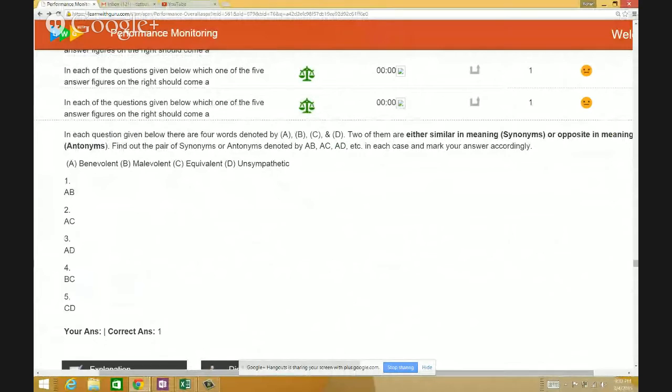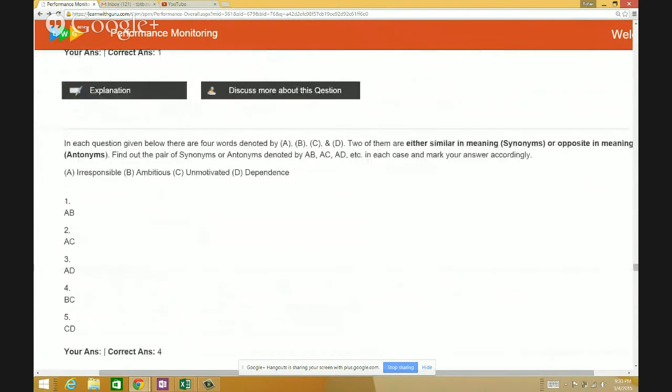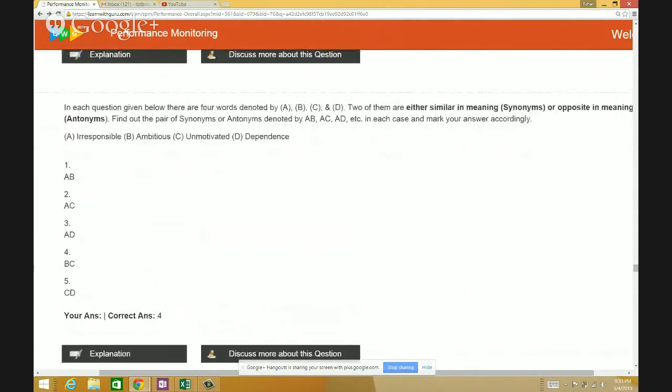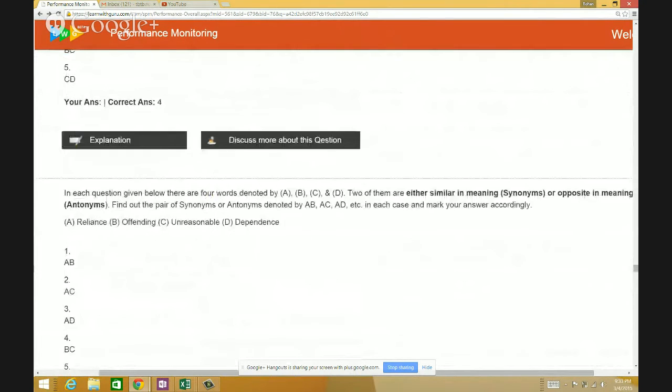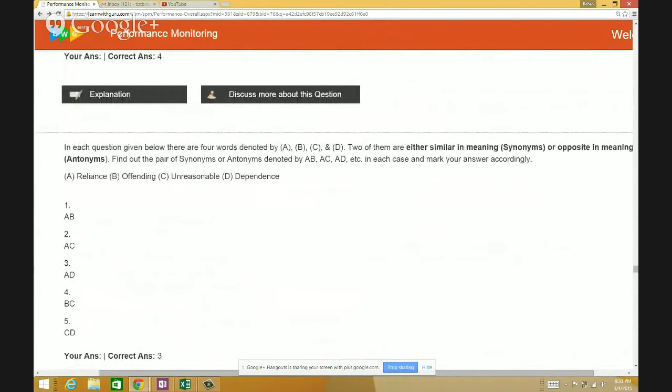Now if you notice here, benevolent, malevolent, equivalent, unsympathetic. Now CET will give you very basic vocab words. Don't worry about it. You don't have to go for word power for CET. So obviously the answer is benevolent and malevolent, and that's precisely A, B. They're opposites. Irresponsible, ambitious, unmotivated, dependence. Ambitious, unmotivated is the answer, obviously. Reliance, offending, unreasonable, dependence. Obviously, reliance and dependence are synonyms.